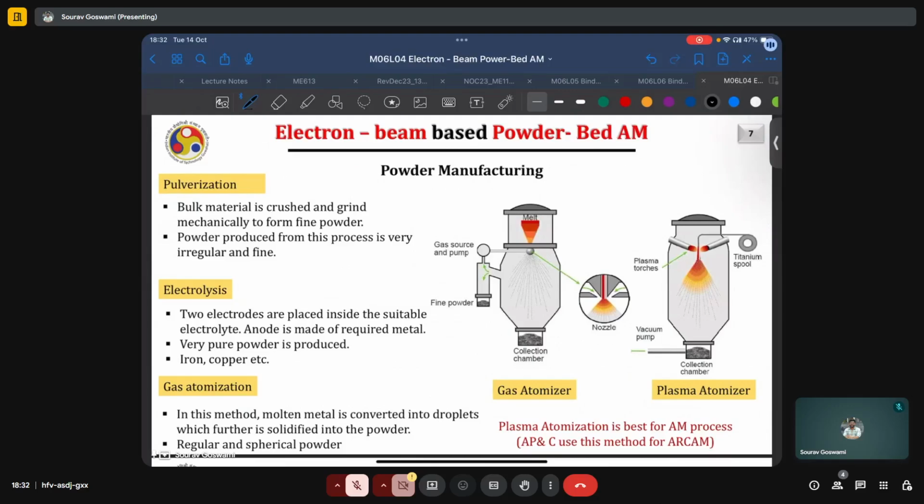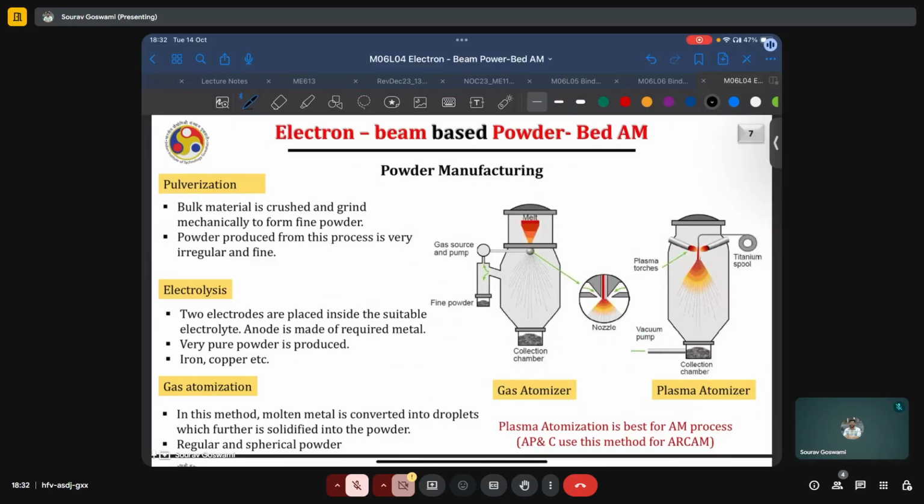Straight away, we can see some application scenarios of the two. In a case where we are not really bothered much with the finished part quality, and we are okay with using irregularly shaped particles, but driving down cost is our primary objective, we can use powders which have been generated from a pulverization-like process.